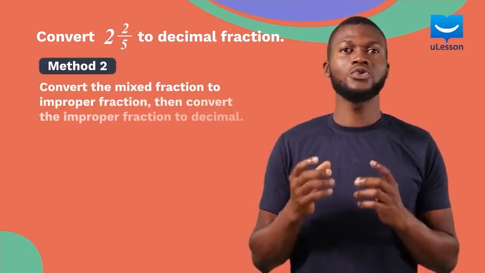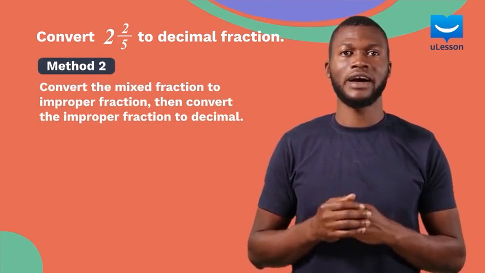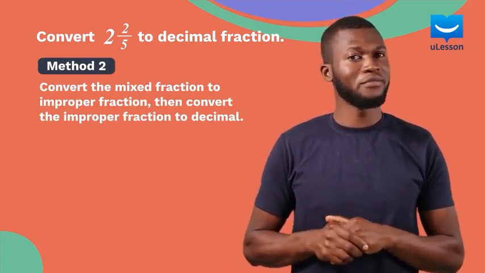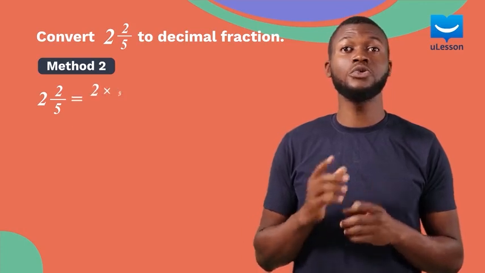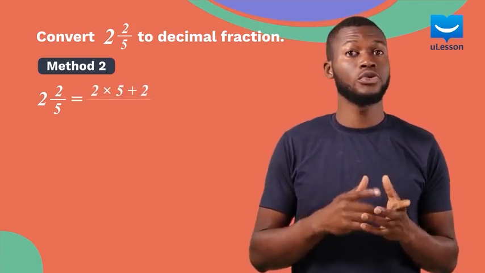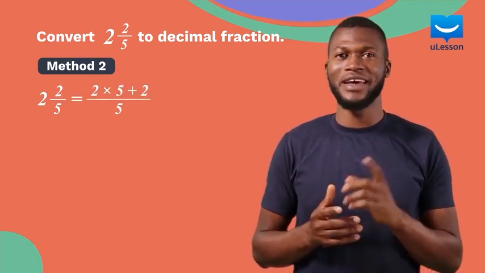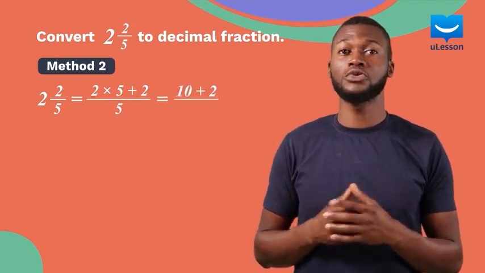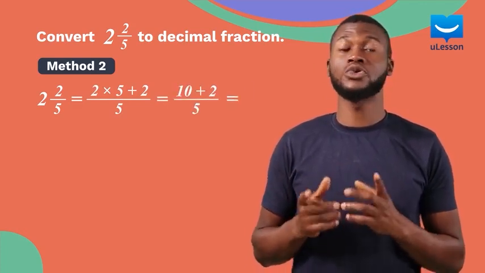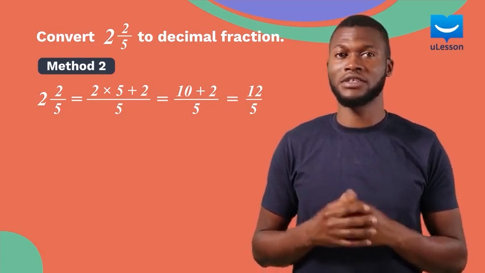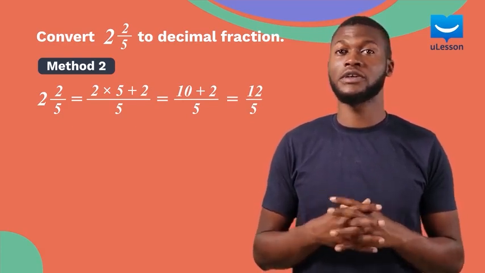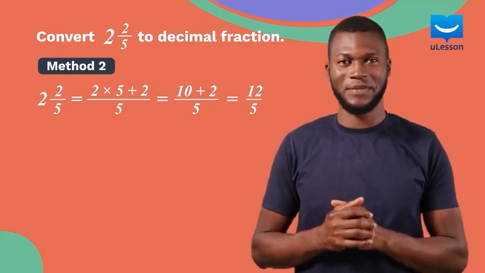We first convert 2 whole number, 2 over 5, to improper fraction for the second method. 2 whole number, 2 over 5 is equal to 2 times 5 plus 2 over 5. That is equal to 10 plus 2 over 5, and that is equal to 12 over 5. To convert 12 over 5 to decimal, we use our long division or our calculator.